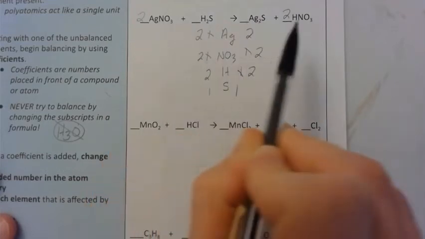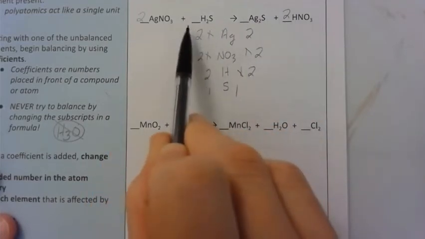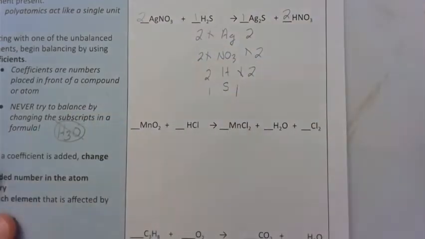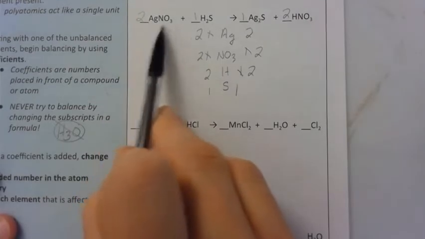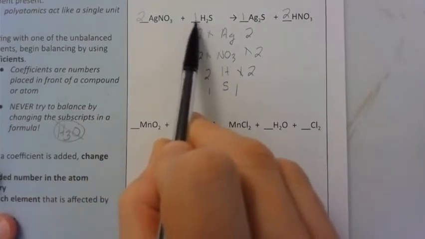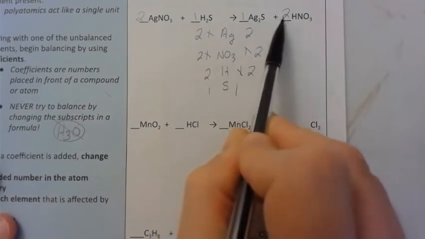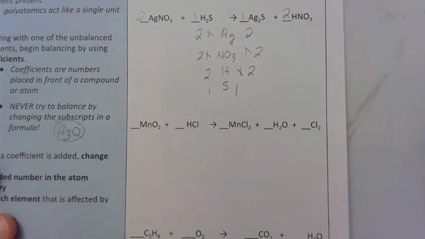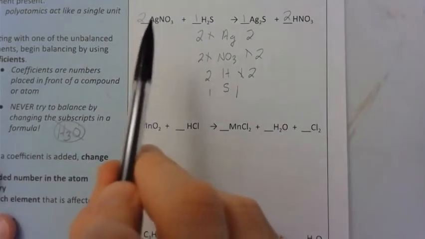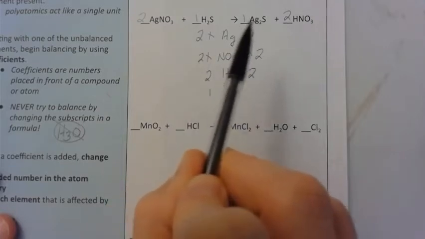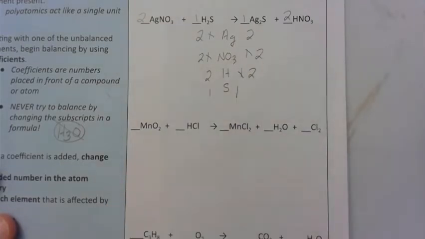And the coefficients up here, a couple of them are blank. And so we can actually leave those blank, or if you're somebody who has to have every box filled in, you can put a 1 because a blank is kind of like an understood 1. So we've got 2 silvers, 2 nitrates, 2 hydrogens, 1 sulfur, 2 silvers, 1 sulfur, 2 hydrogen, 2 nitrate. So those coefficients, those ratios, 2 of this compound and 1 of that compound are combining together to make 1 and 2 products on that side.